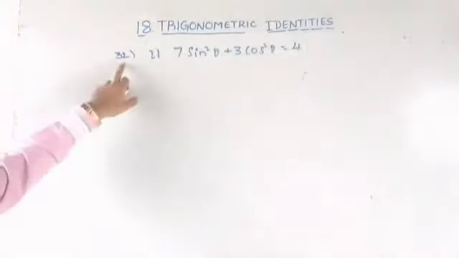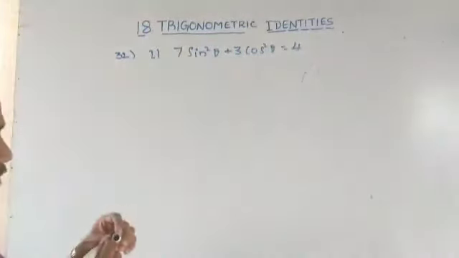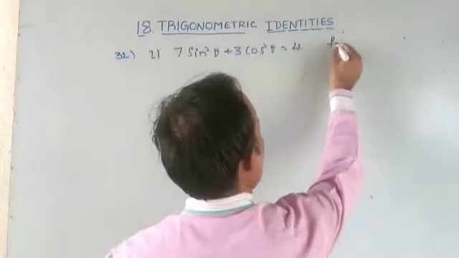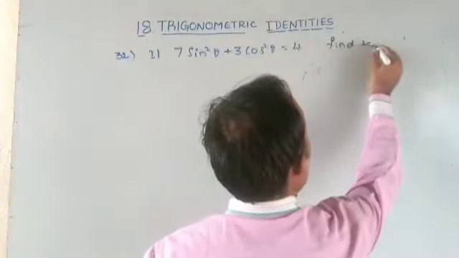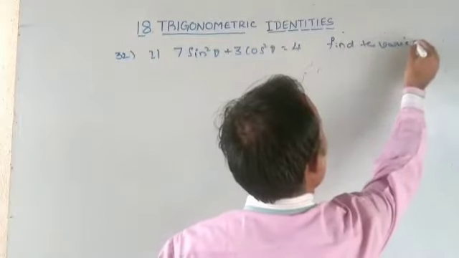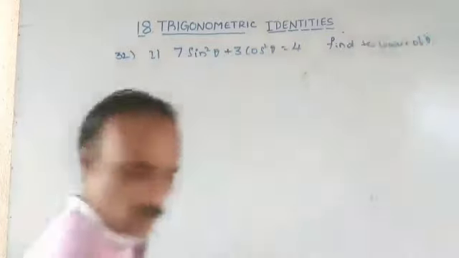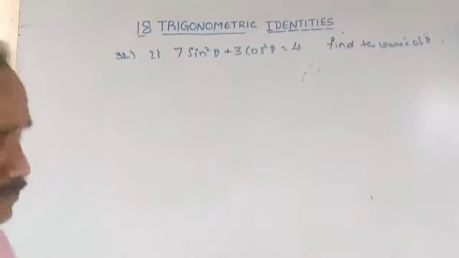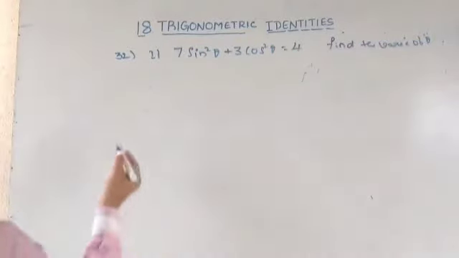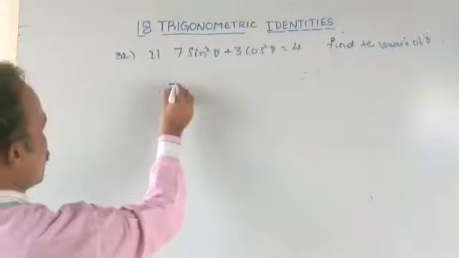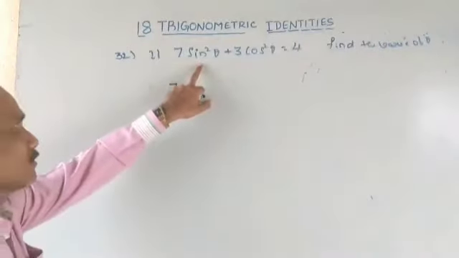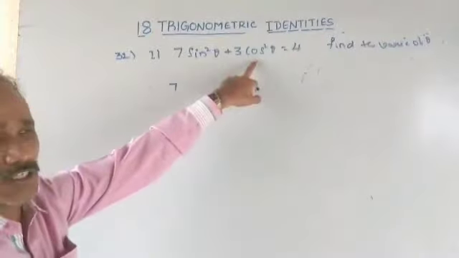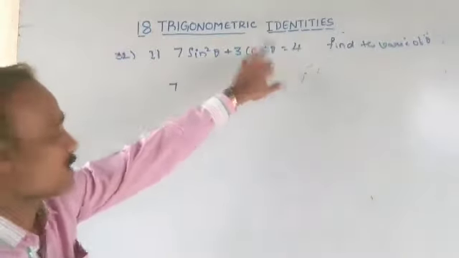First one. Here some questions are not there. Question number 32. If 7 sin square theta plus 3 cos square theta is equal to 4, the question is to find the value of theta. So the condition they gave is that theta lies between 0 to 90 degree. Yes. So 7, replace this one again by using the identity. Sin square theta can be written as 1 minus cos square theta.